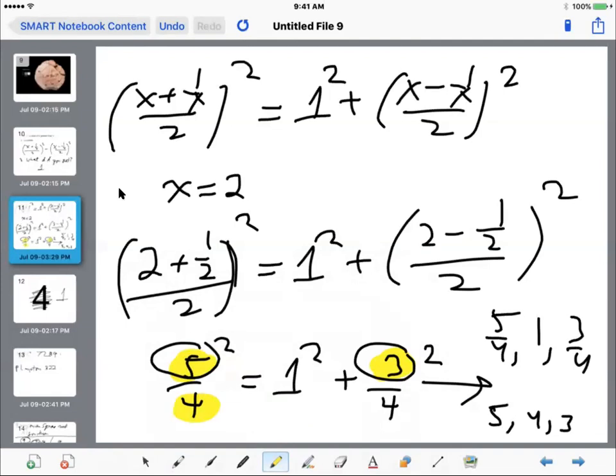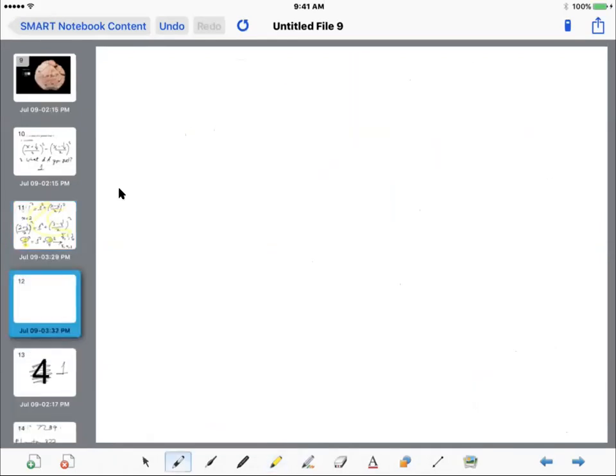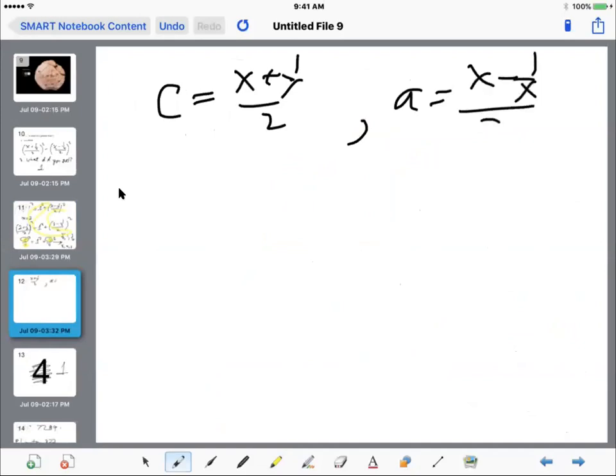Now, you don't have to write all this stuff. We could summarize this as a formula. We can say that C is equal to x plus 1 over x over 2. A is equal to x minus 1 over x over 2. And then after you do those two things, after they're simplified, the two numerators and the denominator become the three answers. Let me put up a numerical example.